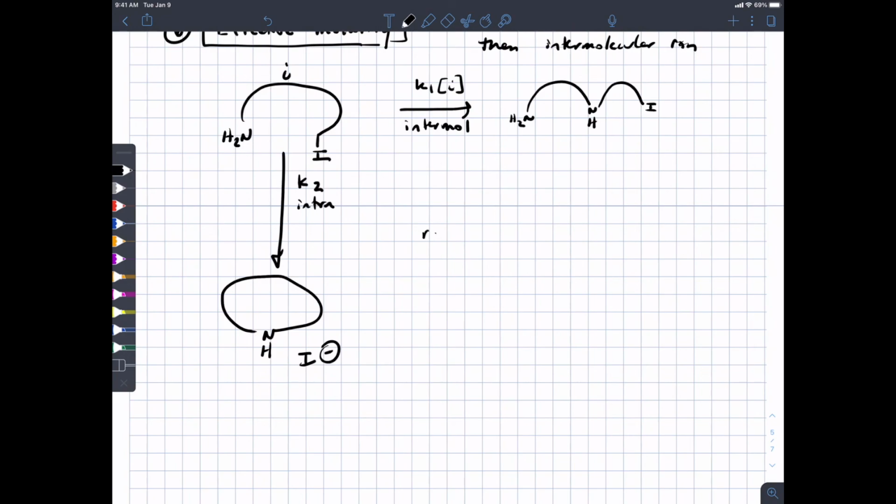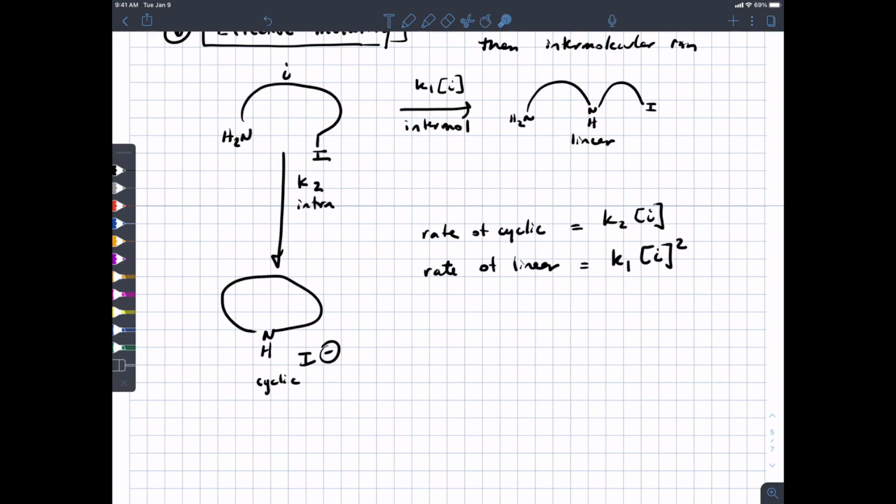But if we look at the rate, and we'll call this the cyclic form, and we'll call this the linear form. The rate of the cyclic form should be rate constant K2 times the concentration of I. In contrast, the rate of the linear form, at least that first step, should be K1, but it should be related to the square of the concentration I, because you need two of those in the reaction step, not just one. So you can see that the linear reaction will depend a lot on the concentration, and the cyclic reaction will depend a lot less on the concentration.